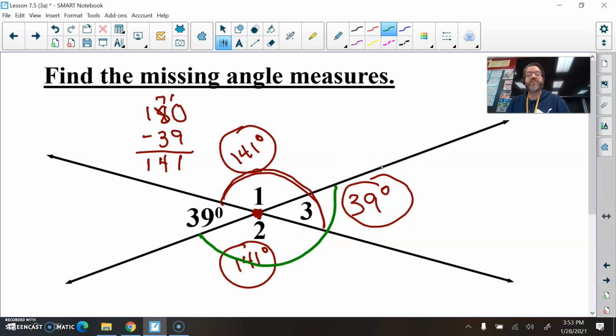Okay, so adjacent angles are supplementary, vertical angles are congruent, and when you see these four angles formed by these intersecting lines, they are one of two possible measurements. They're either 39 degrees in this case or 141 degrees in this case.